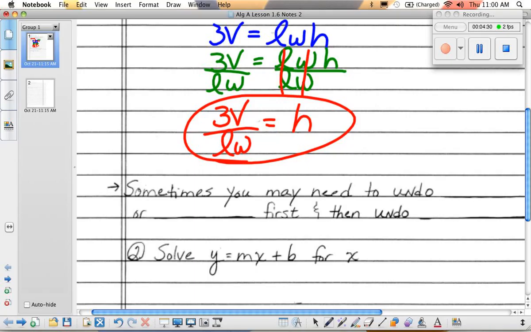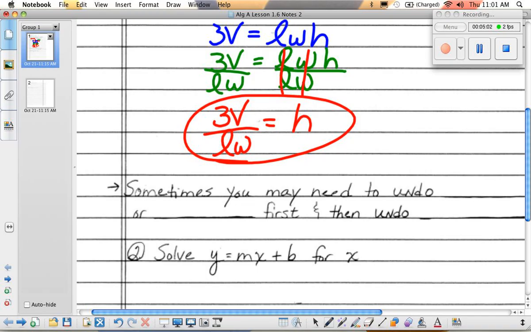So when you have a fraction in the formula, what's the first thing you're going to do? Multiply both sides by the reciprocal of that fraction. So let's do it one more time. I want everybody answering me. When you have a fraction in the formula, what's your first move going to be? Multiply by the reciprocal of the fraction that was in there.